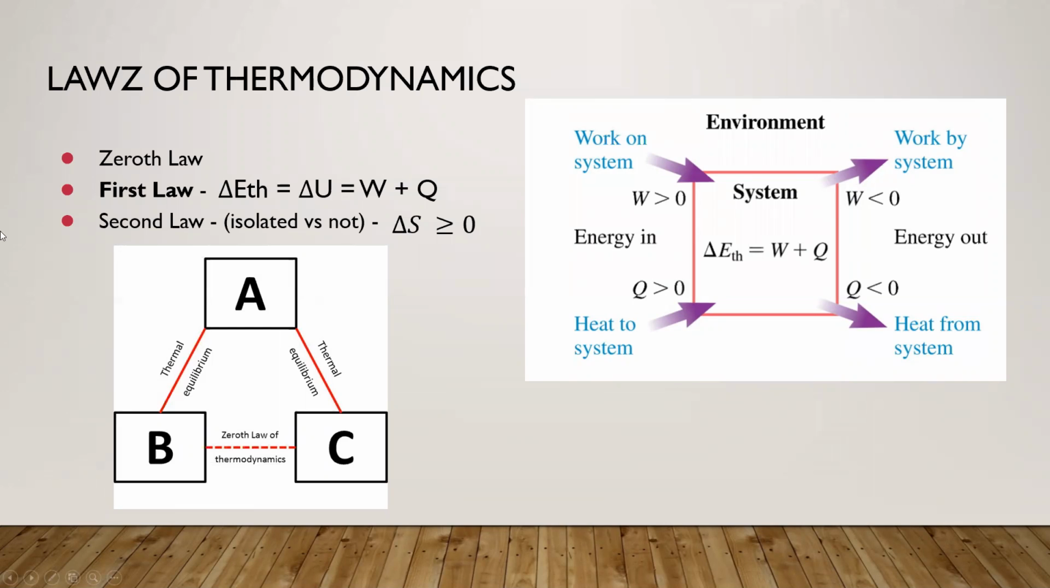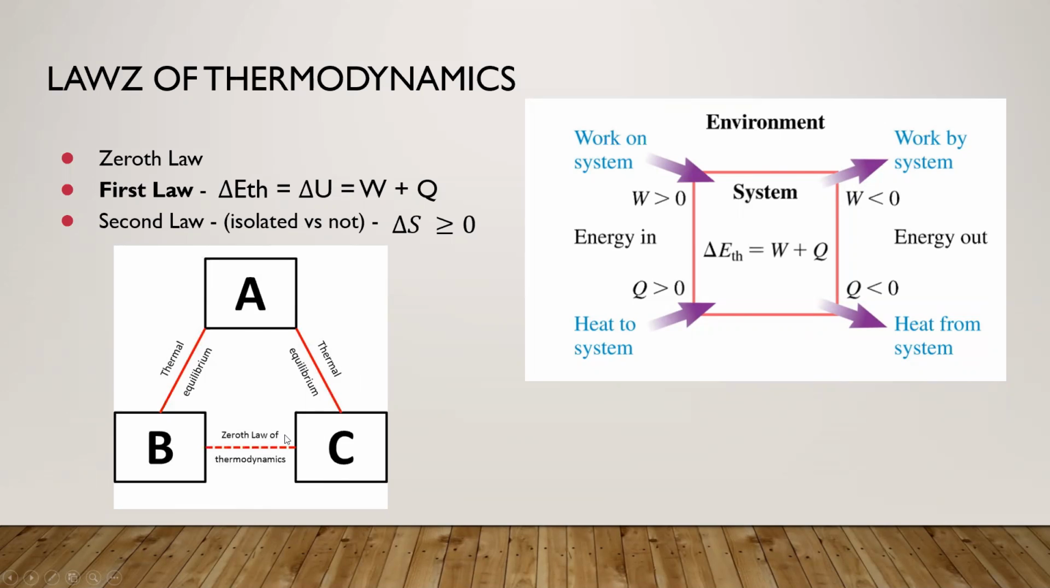At first you need to know the zeroth law. If you have three closed systems, and you connect them in such a way that A is in thermal equilibrium with B, thermal equilibrium means that the temperature of A will be equal to the temperature of B. And if A is also in thermal equilibrium with C, then even if B and C are not connected, they will have equal temperature.